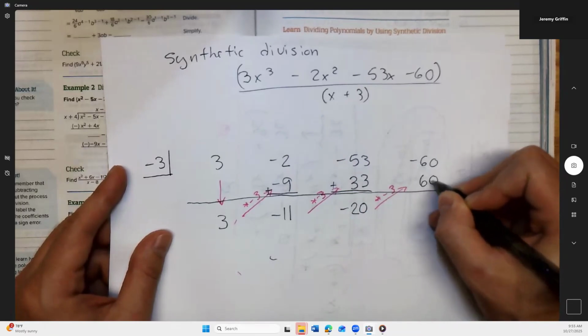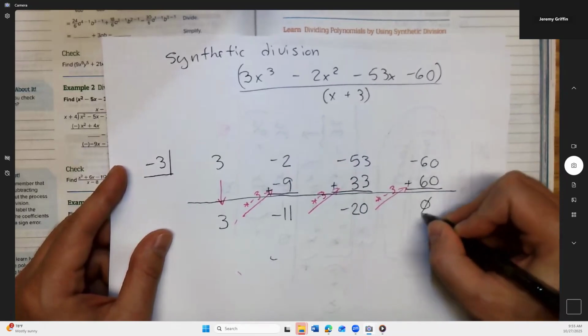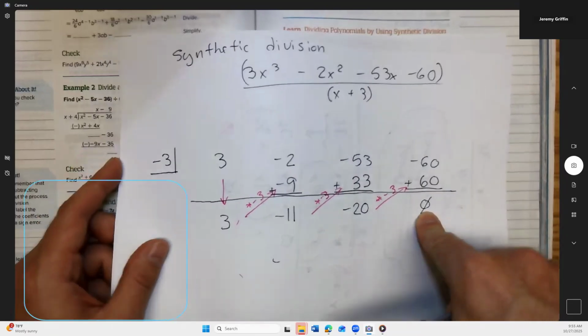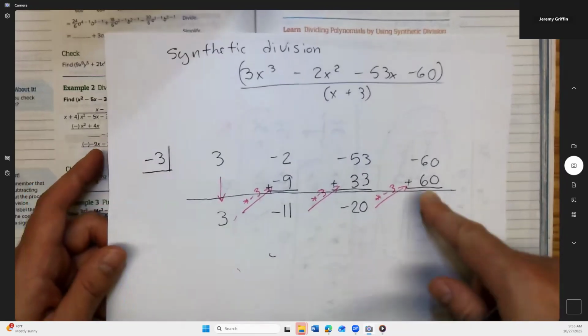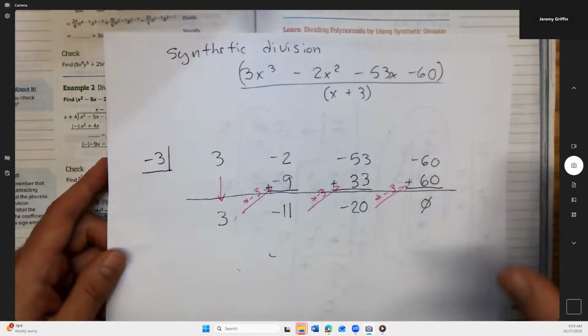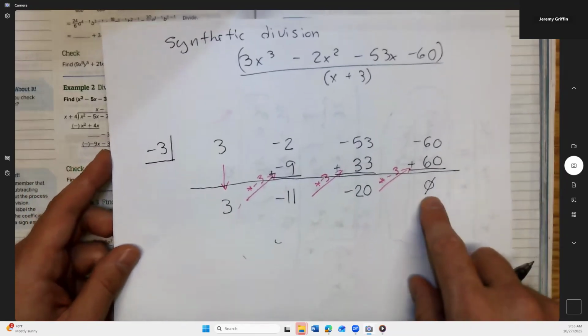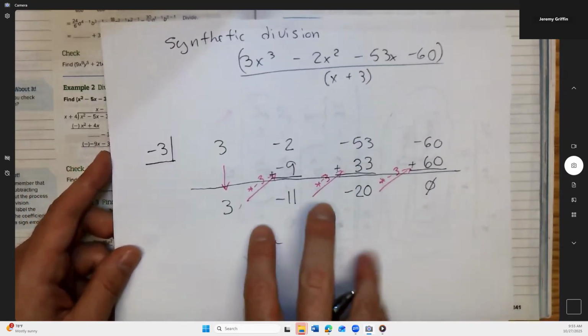Yeah, positive 60. And then if I add that to the -60, that zeroes out. Now that's always a really nice result to get from synthetic division, for it to end in 0. It doesn't always. If it ends in anything else, you have a remainder left over. Okay. In this case, it goes to 0. Right, so we have these coefficients left.